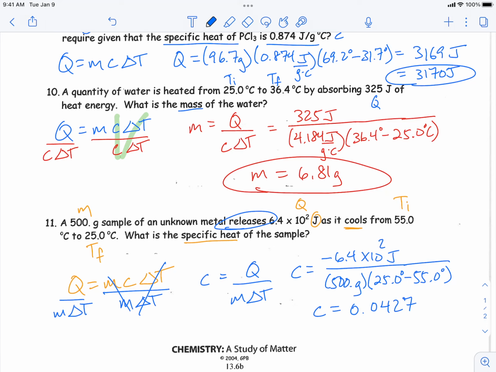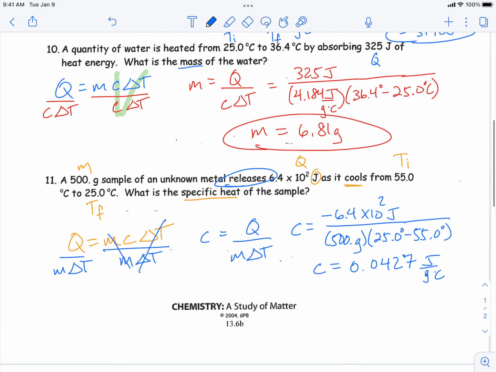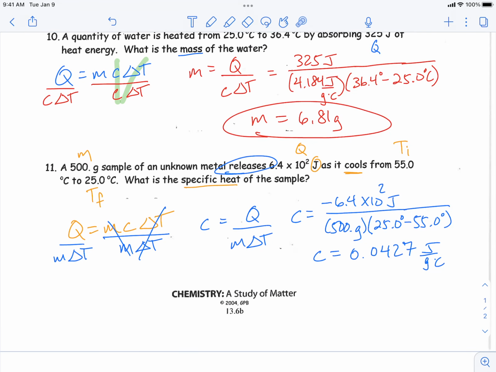So if that was my raw value for joules per gram degree Celsius, I would then round that to 2 sig figs from this value here, the 6.4, even though this is 3 and this would be 3 significant figures. So I would actually round that to 0.043 joules per gram degree Celsius.